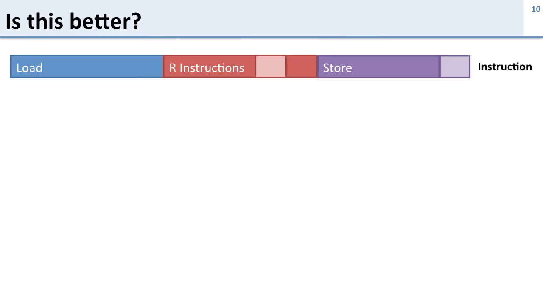So, is this better? Well, this is what we've got. We've got our load and store instructions, and let's take a look at the resources we have. In the first cycle, load is going to access the instruction memory. In the second cycle, load is going to read from the register file. In the third cycle, the load is going to use the ALU to calculate the address. In the fourth cycle, the load is going to access the memory. And in the fifth cycle, the load is going to write to the register file.